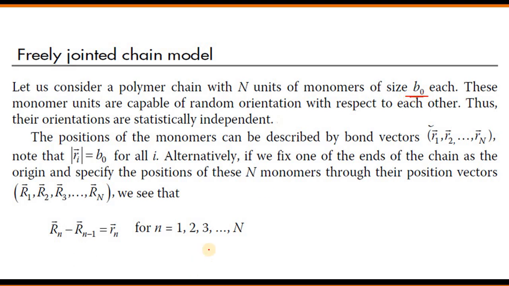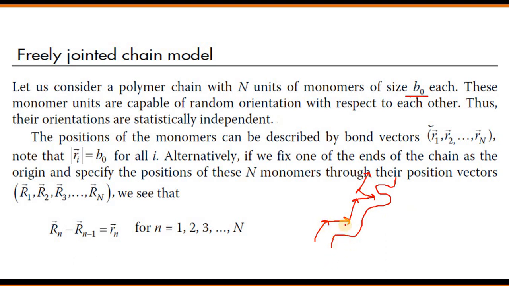These monomer units are capable of random orientation with respect to each other. Suppose this is one monomer unit and the next monomer unit can be anywhere, right? The fourth one can be anywhere. There is no restriction on which way they can be and which way they cannot. They can have any orientation, which will give rise to a shape like this. This is the kind of shape that we are assuming.